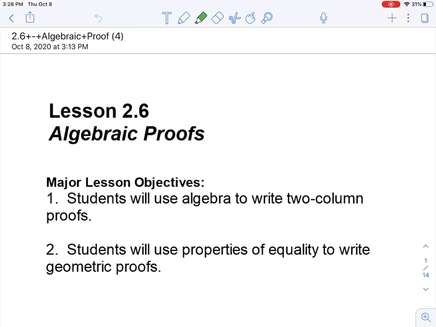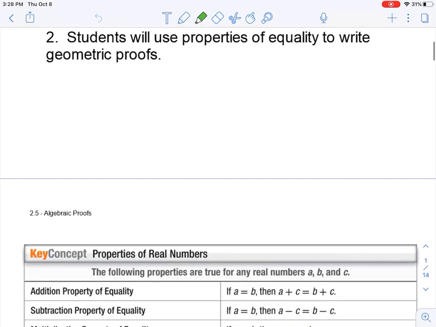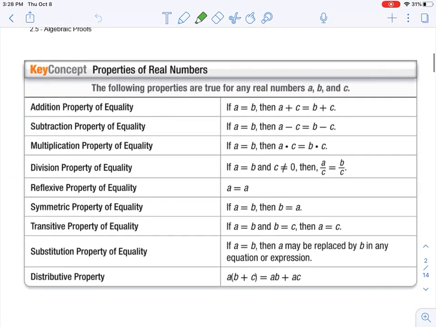Hello, today is the day that we start proofs. So lesson 2.6 is algebraic proofs. You guys will be able to use algebra to write two-column proofs, and we'll use properties of equality to write geometric proofs. So we have properties of real numbers.